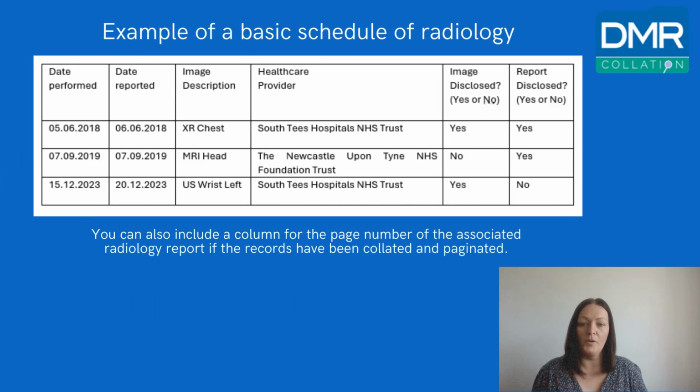Here we have enclosed an example of what a basic schedule of radiology may look like. We have 6 columns to include the date the image was performed, the date it was reported, the image description, the healthcare provider's name, whether the image has been disclosed, and finally, whether there is an associated imaging report which has also been disclosed. If your records have been collated and page numbered, you may also wish to include a column for the page number of any disclosed radiology report within your schedule.